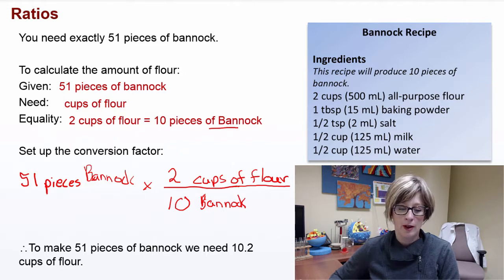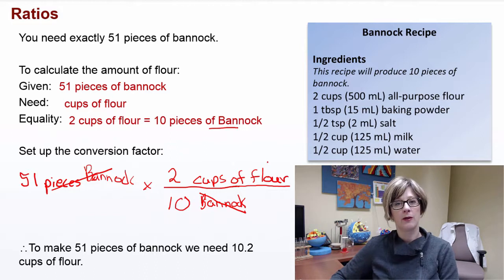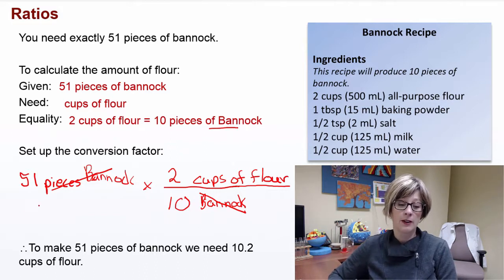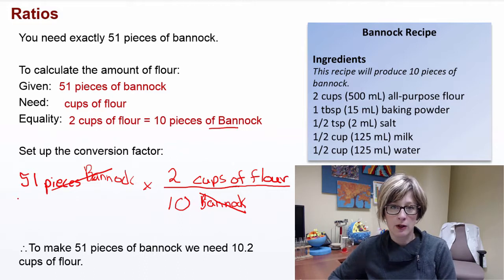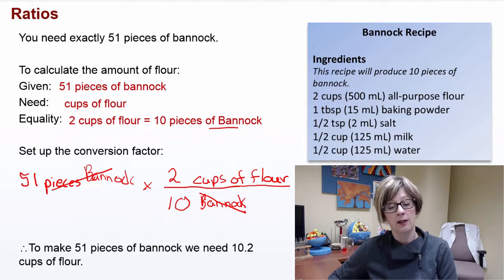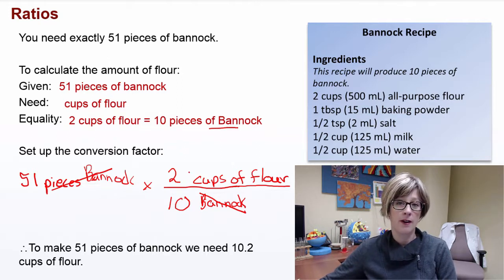And so remember, my pieces of Bannock cancel out here, and that's how we can be left with the cups of flour. And so the calculation that you would do in your head or on your calculator would be 51 times 2 and then divided by 10. And then you should get 10.2 cups of flour. So that's a real life example of how you could use a conversion factor.